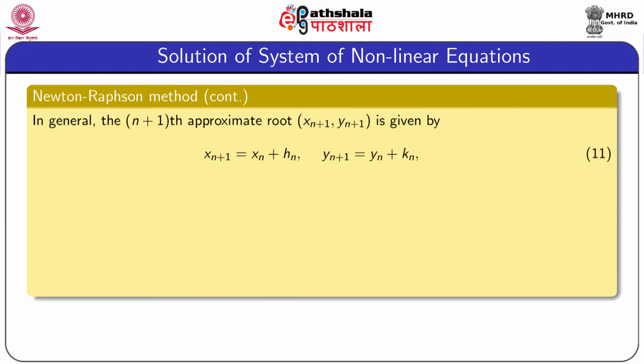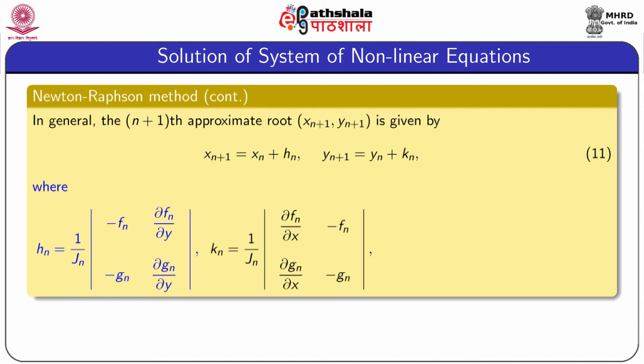In general, the (n+1)th approximate root (xn+1, yn+1) is given by xn+1 = xn + hn and yn+1 = yn + kn, where hn equals 1 by Jn into a determinant of order 2 by 2 whose first column is -fn and -gn, second column is ∂fn/∂y, ∂gn/∂y. Similarly, kn is given by this expression, and Jn is the determinant of the coefficient matrix evaluated at the point (xn,yn).